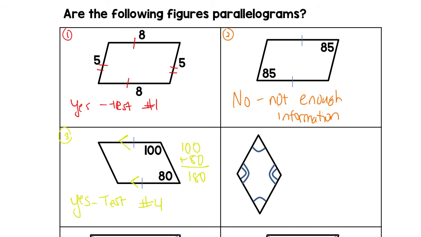All right, number four. We know that this angle and this angle are congruent, and this angle and this angle are congruent. So we can say, yes, this is a parallelogram because of test number two, because if both pairs of opposite angles are congruent, then our figure is a parallelogram.